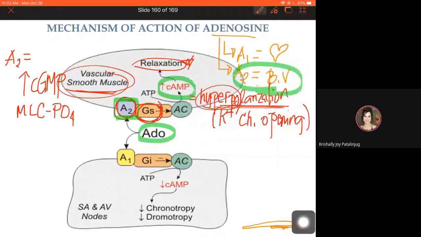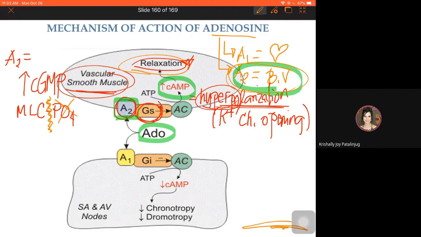Naalala? Okay. Again, si cGMP, 'di ba? It causes dephosphorylation of the myosin light chain phosphate. Tanggal itong phosphate, causing relaxation din. Okay? So, yan ang effect niya sa blood vessels, kapag na-activate ang adenosine 2 receptors.